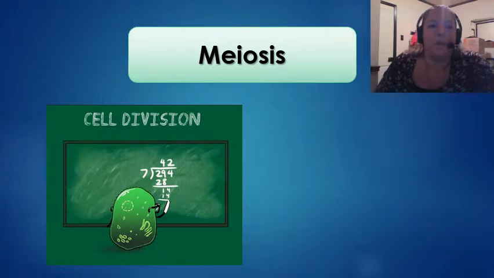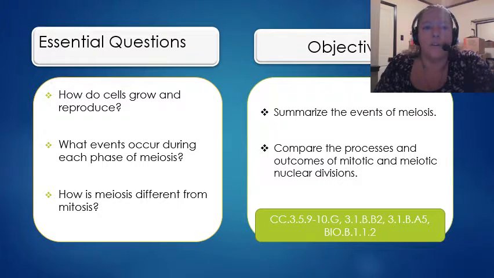This lesson will be talking about meiosis. Meiosis is a type of cell division. The essential questions: how do cells grow and reproduce? What events occur during each phase of meiosis? And how is meiosis different from mitosis?